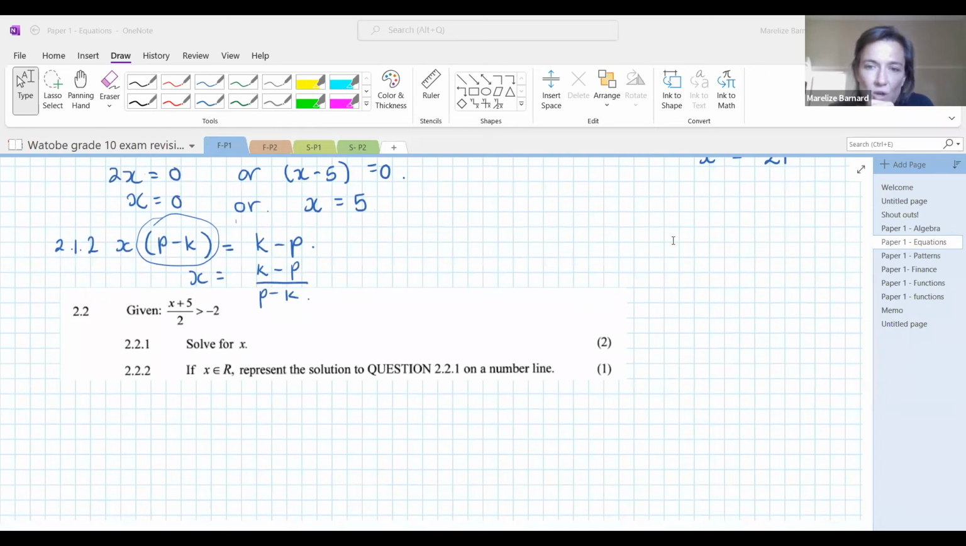Right, so let's go on to an inequality. So inequality, and you can also expect one.